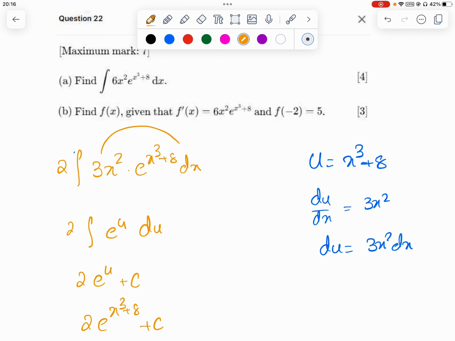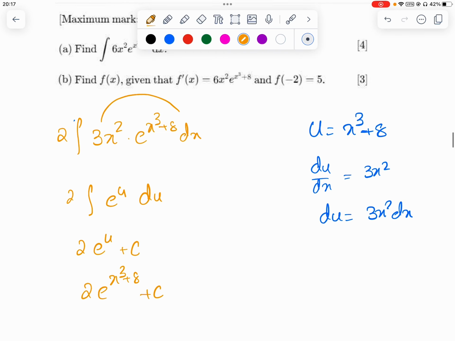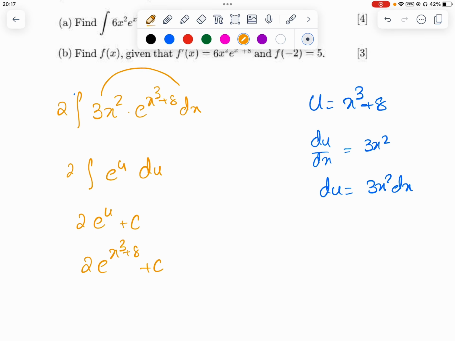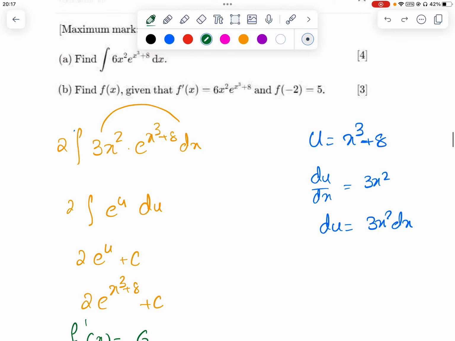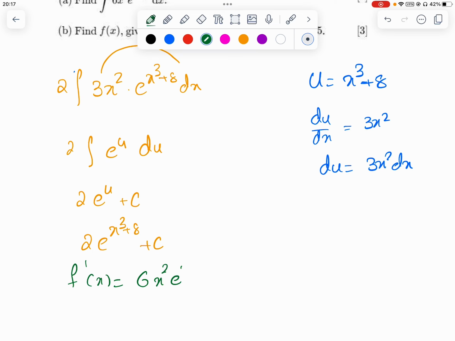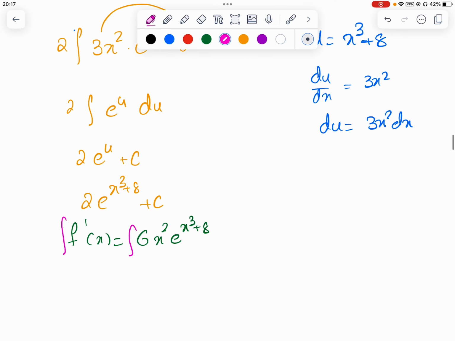Find f of x given that f prime x equals this, and f of minus 2 equals 5. So this is nothing but our f prime of x. Basically, f prime x equals 6x squared e power x cubed plus 8. When I take the integral of this, it becomes f of x. So f of x equals the integral of this, which we just found as 2 e power x cubed plus 8 plus c.